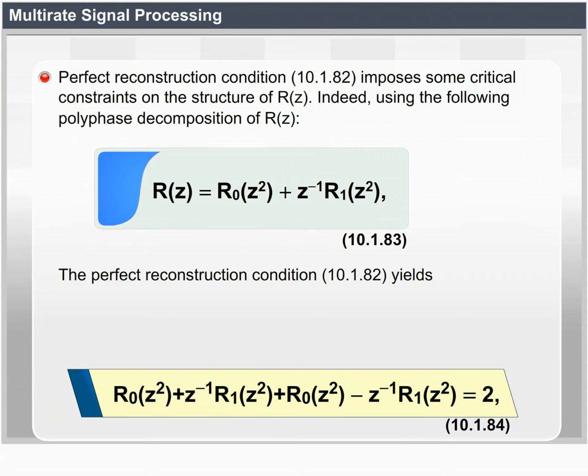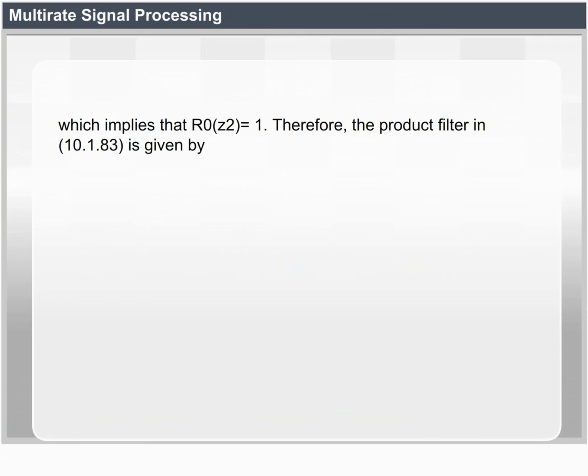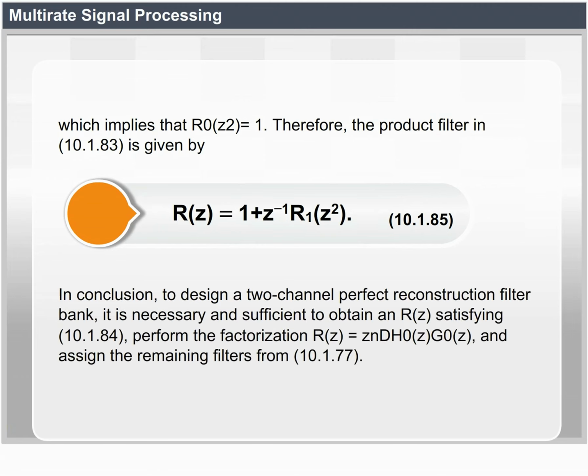Therefore, the product filter in 10.1.83 is given by R(z) = (1 + z^-1) R1(z)^2, called equation number 10.1.85. In conclusion, to design a two-channel perfect reconstruction filter bank, it is necessary and sufficient to obtain an R(z) satisfying 10.1.84. Perform the factorization R(z) = z^-nd H0(z) G0(z) and assign the remaining filters from 10.1.77.